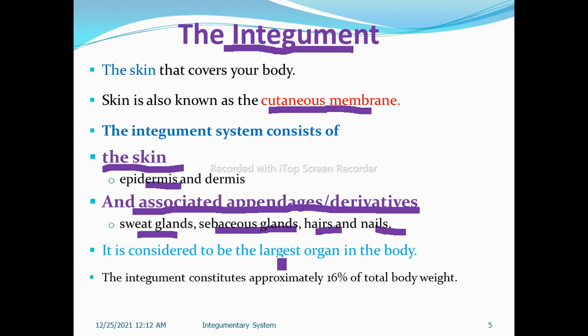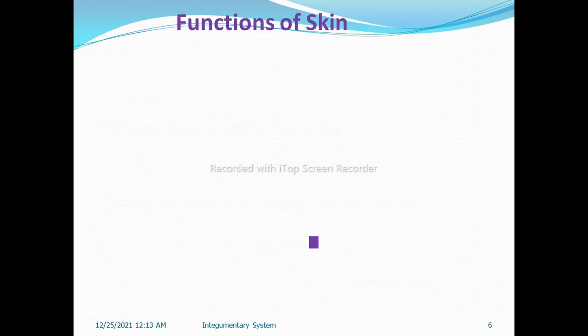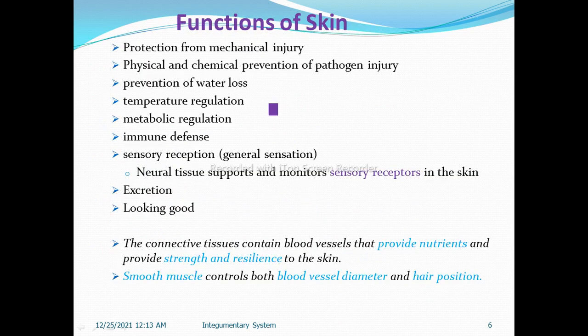It is considered to be the largest organ in the body. The integument makes up approximately 60% of the total body weight. As mentioned earlier, for instance, blood weighs about 8%, muscle about 40%, and so on. The integumentary system weighs about 60% of the body. So now we will look at the functions of the skin.